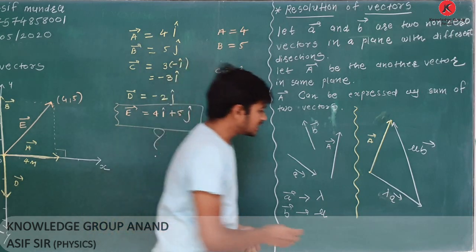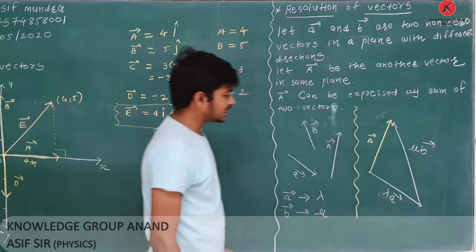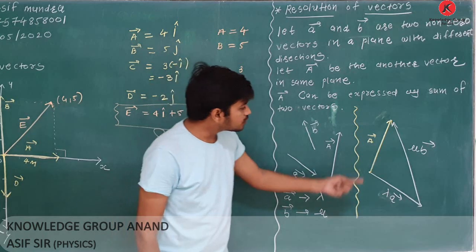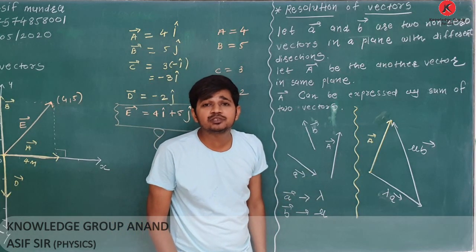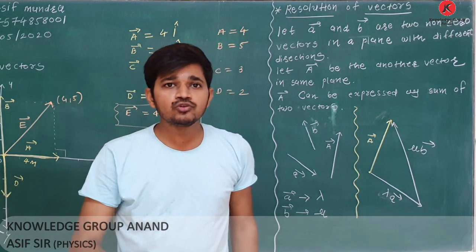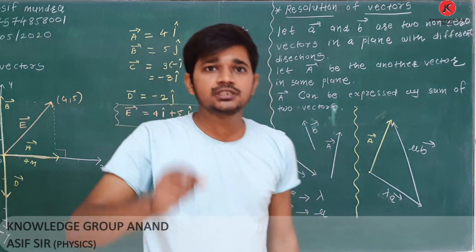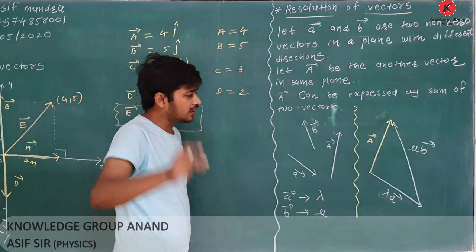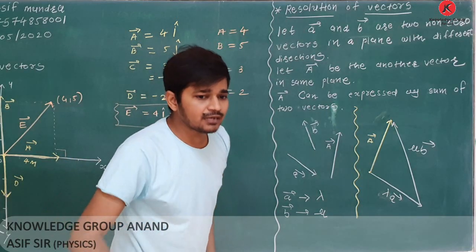Then see, they will intersect at a point. And from the figure you can say a triangle is formed. So yes, you have to use vector addition with the help of the triangle method.